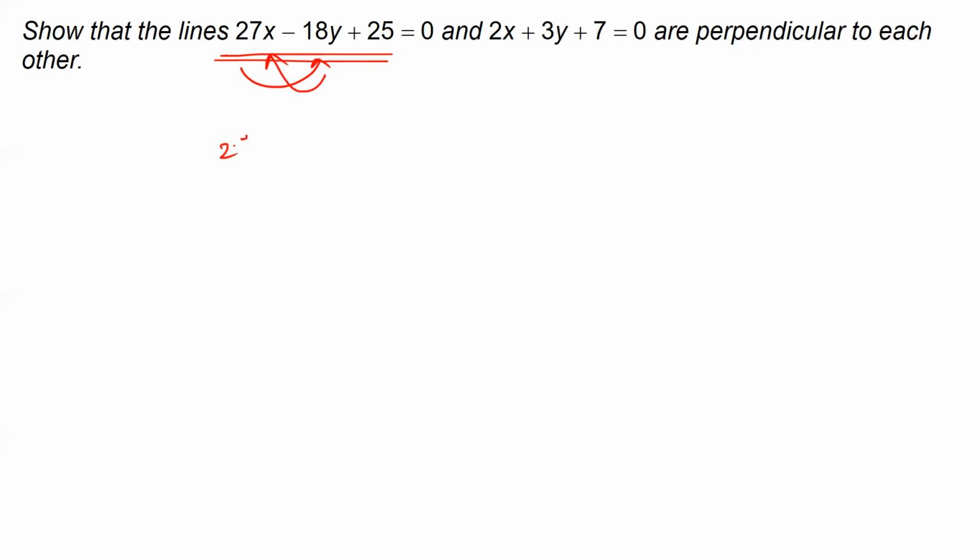So 18x and 27y. But that's not all. You also need to change this sign. If it is minus, make it plus. If it is plus, make it minus. And then take it plus k to be equal to 0. For different values of k, you will be getting different lines which are perpendicular to this line.